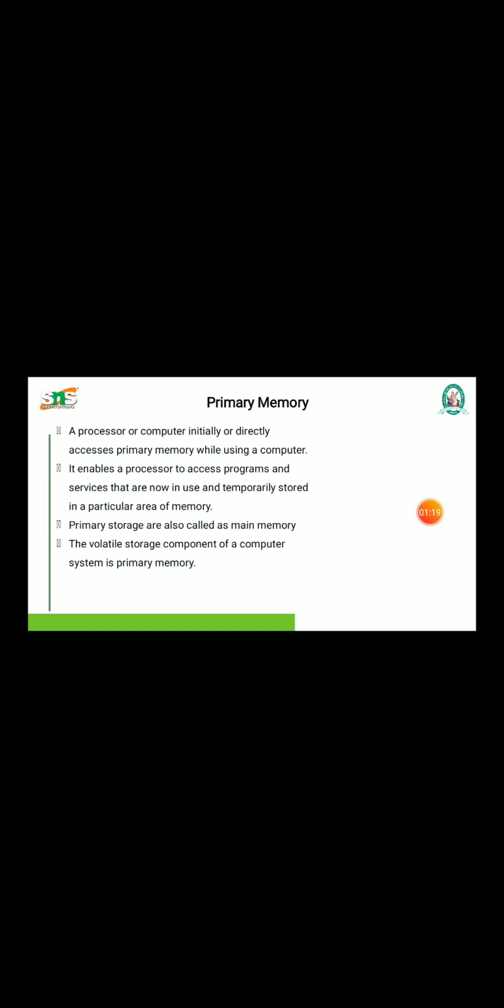First is primary memory. The processor or computer directly accesses the primary memory. It enables a process to access programs and services that are now in use and temporarily stored in a particular area of memory. The primary memory, also called main memory, is the volatile storage component of the computer system.